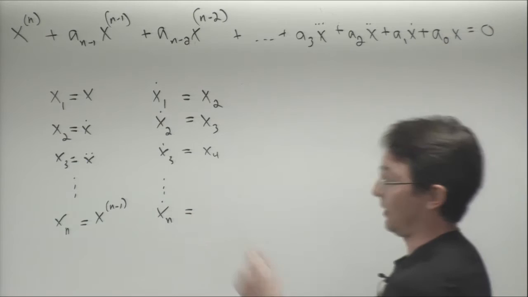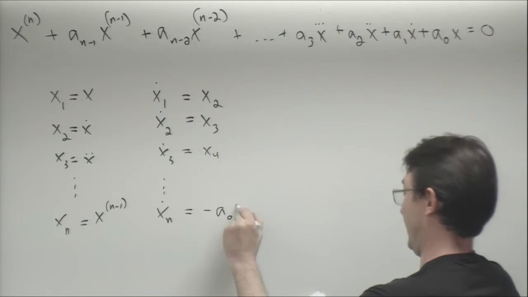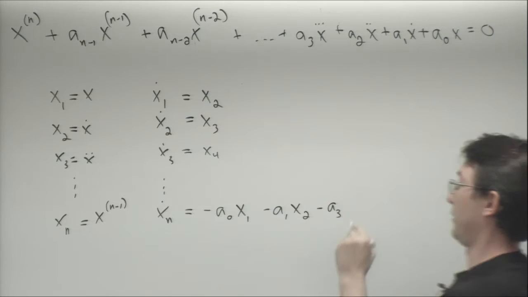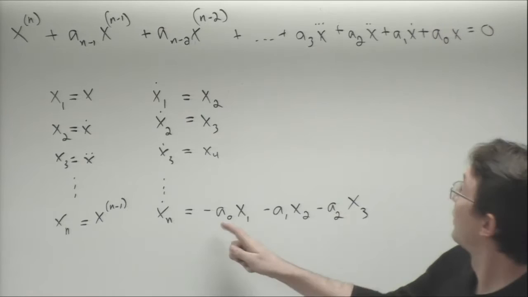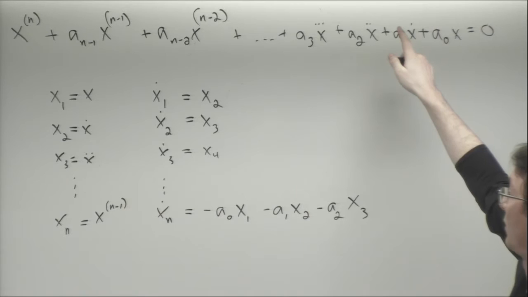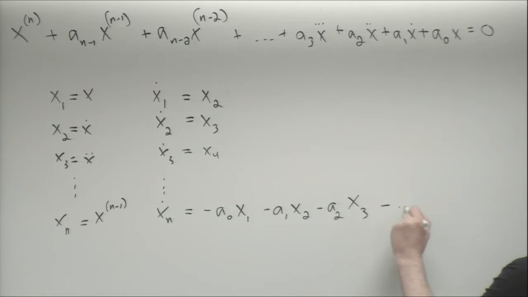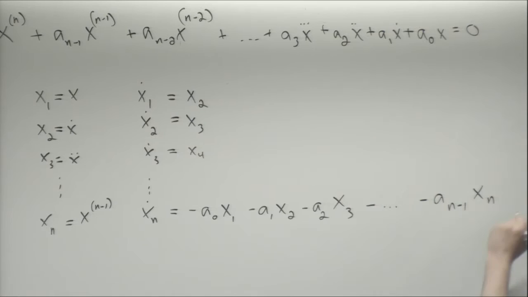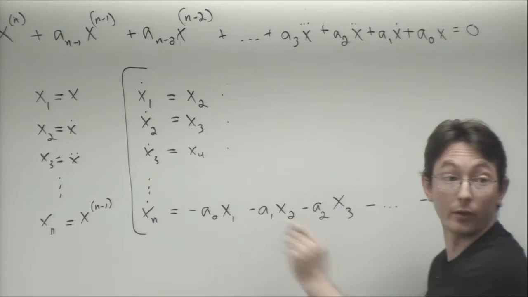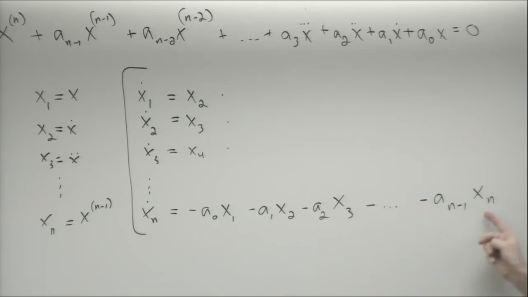So xn dot equals minus a naught x1, minus a1 x2, minus a2 x3, where x3 is x double dot, and so on, minus dot dot dot, minus a n minus 1 times xn. So I get this pretty simple relationship for the first n minus 1 variables, and then the last row equation is actually pretty complicated. This last row is what codes up this entire differential equation.